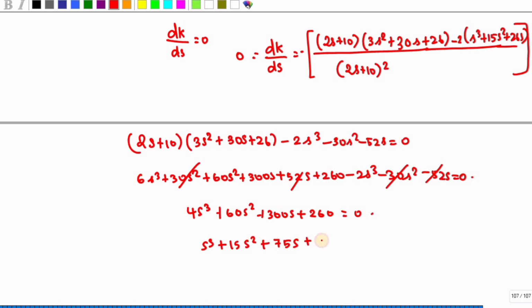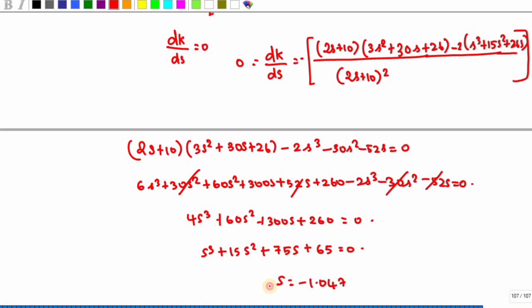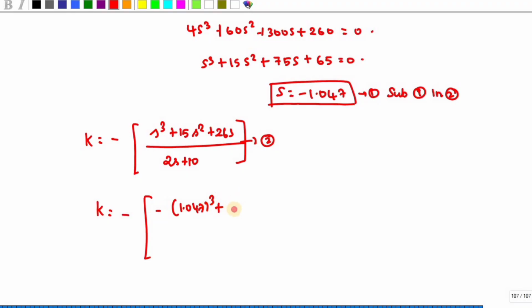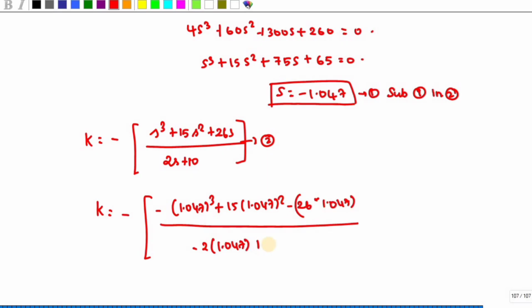So the s value is nothing but minus 1.047. So you substitute it in the K term. K is equal to minus of (s³ + 15s² + 26s) divided by (2s + 10). If I substitute this first equation in the second equation, I will get the answer in the positive. If it is a positive value, it means the s value is a breakaway point.